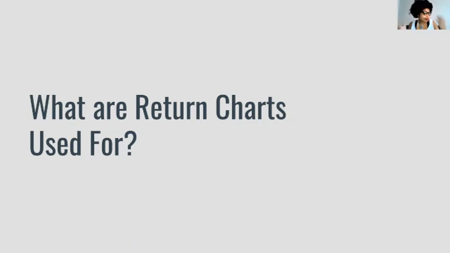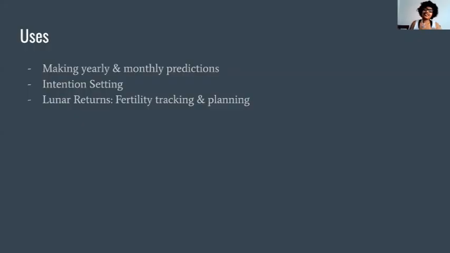Okay, so now that we hopefully understand what a return chart is, what is a return chart used for? Return charts can be used for yearly and monthly predictions using solar and lunar charts respectively. They can also be used to set intentions. In the case of lunar return charts, I know a lot of people like to use them for tracking fertility and planning things around fertility. That has not been my personal practice, but it's really, really cool that some people use lunar returns that way.